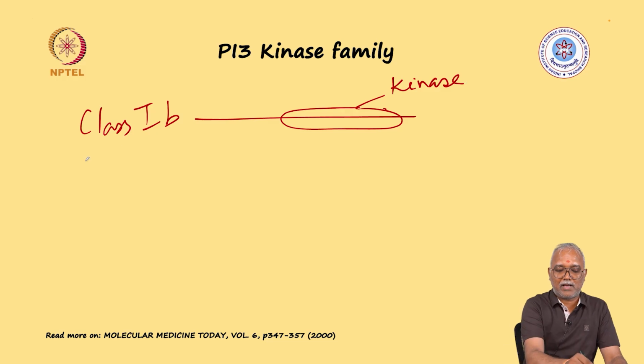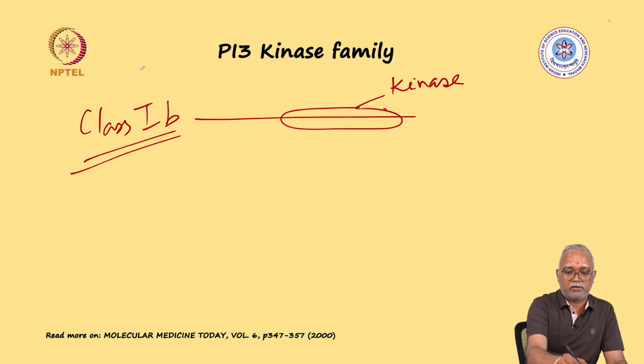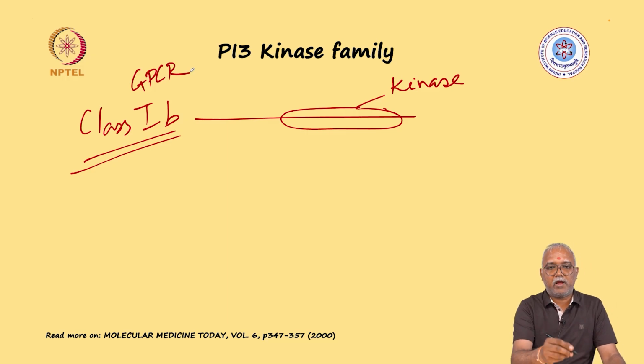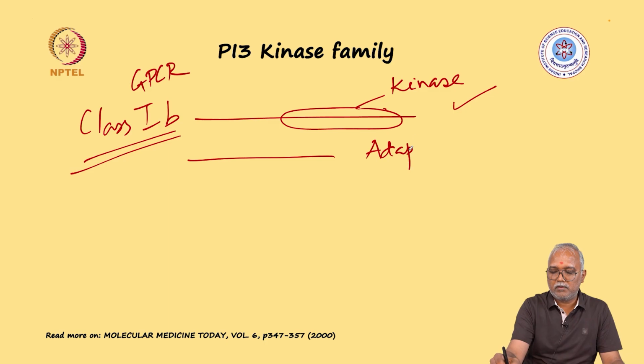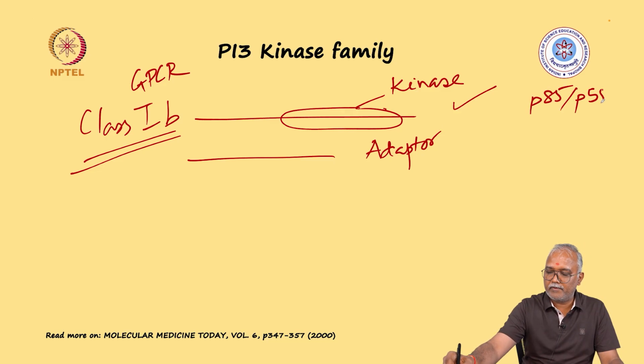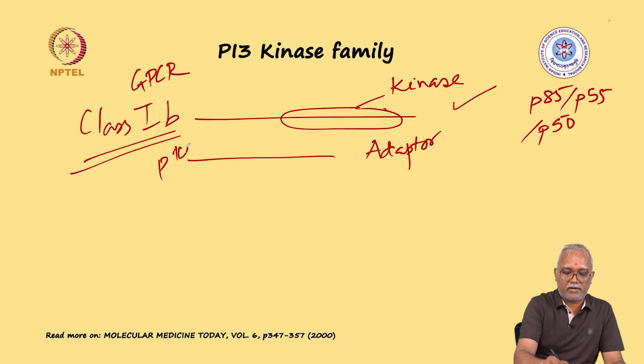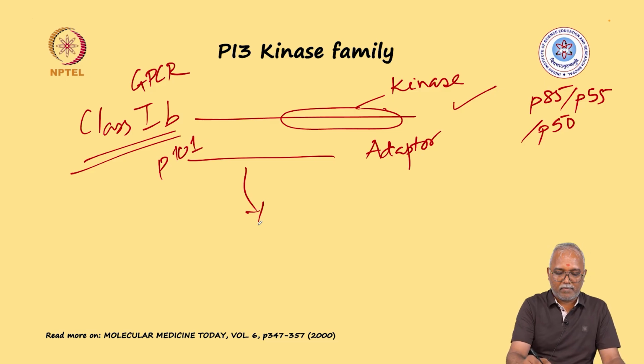We discussed how this class is going to show its work with the GPCRs. Class A worked with the receptor tyrosine kinases, but these kinases do not work alone, they need an adapter molecule. So in the case of receptor tyrosine kinase, we saw it was P85, P55 and P50 kind of adapter. Here it is P101 type, and this together binds with the beta gamma subunit and regulates the signaling.